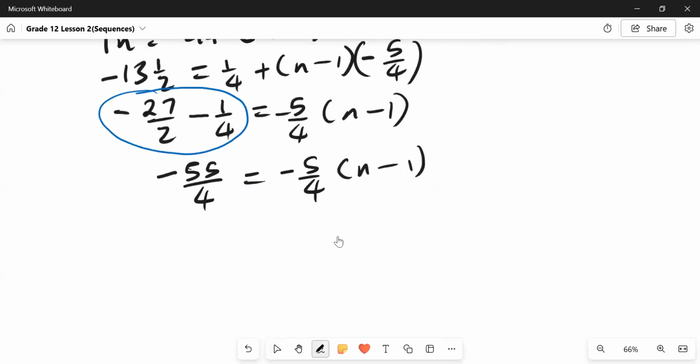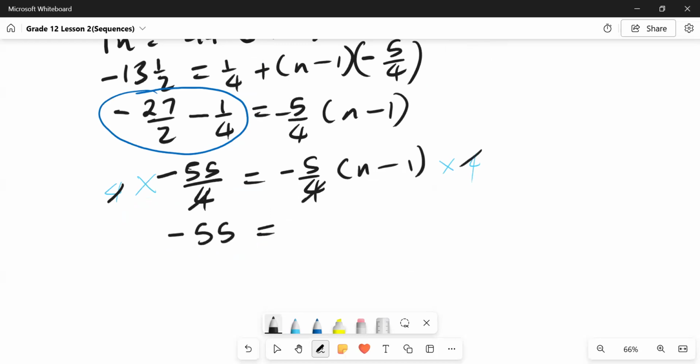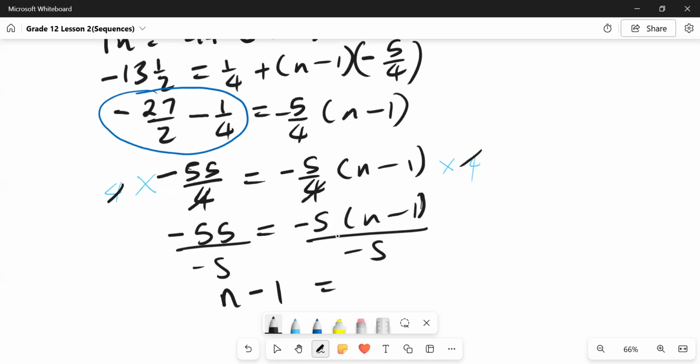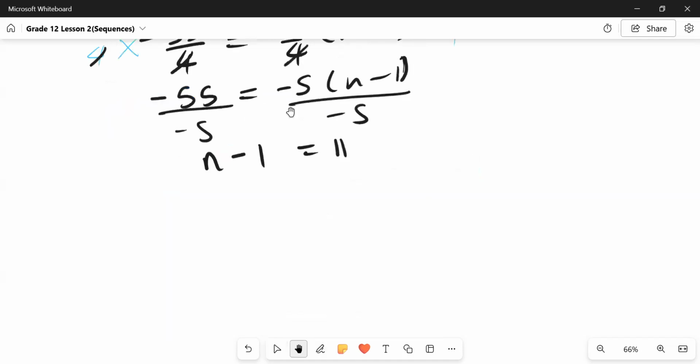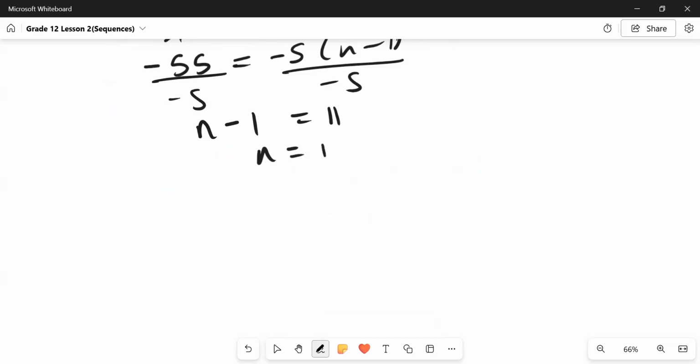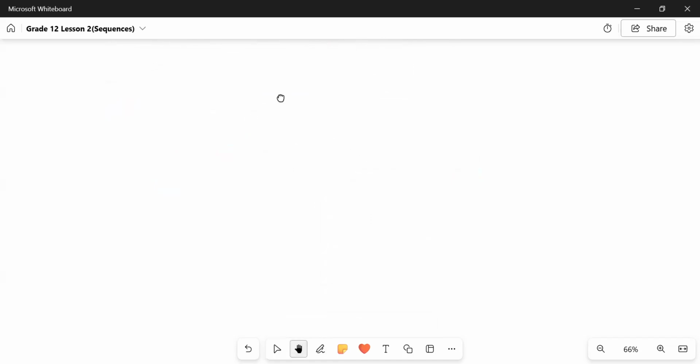Now from here, we multiply both sides by 4. We have to get rid of the fractions. And then now you have your minus 55 equals to minus 5, and then n minus 1. Now divide both sides by minus 5 to isolate n. So n minus 1 is equals to 11. And then from here, transpose. Now n is equals to 12. And then we got the value of n. Now let's move to our example 3.